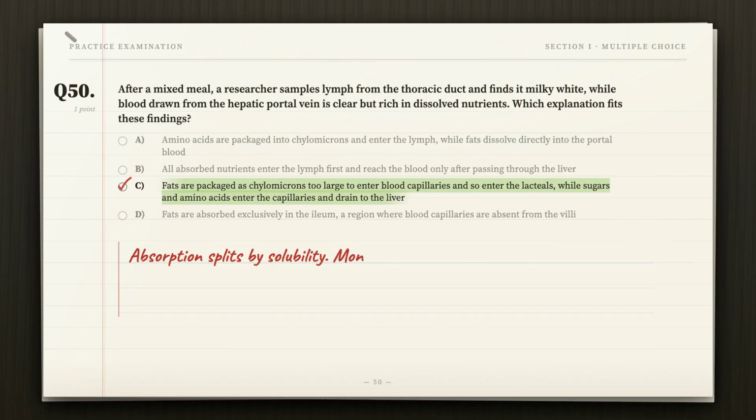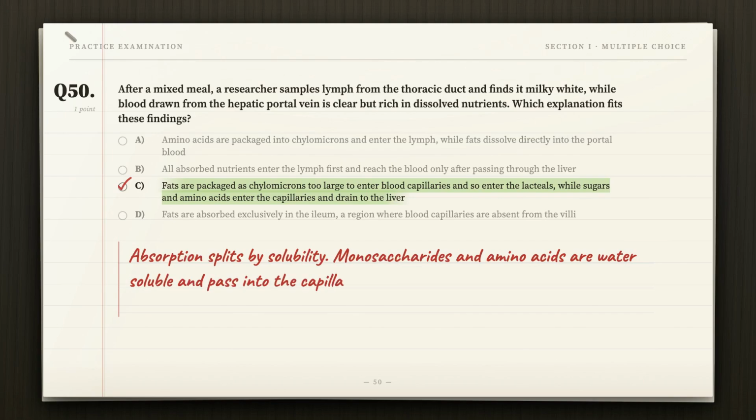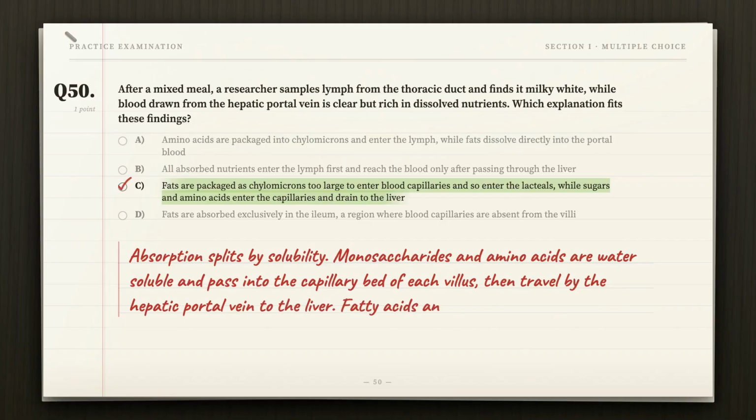Monosaccharides and amino acids are water soluble and pass into the capillary bed of each villus, then travel by the hepatic portal vein to the liver. Fatty acids and monoglycerides are reassembled into triglycerides and wrapped into chylomicrons that are too bulky for capillary pores, so they enter the lacteal and turn the lymph milky.